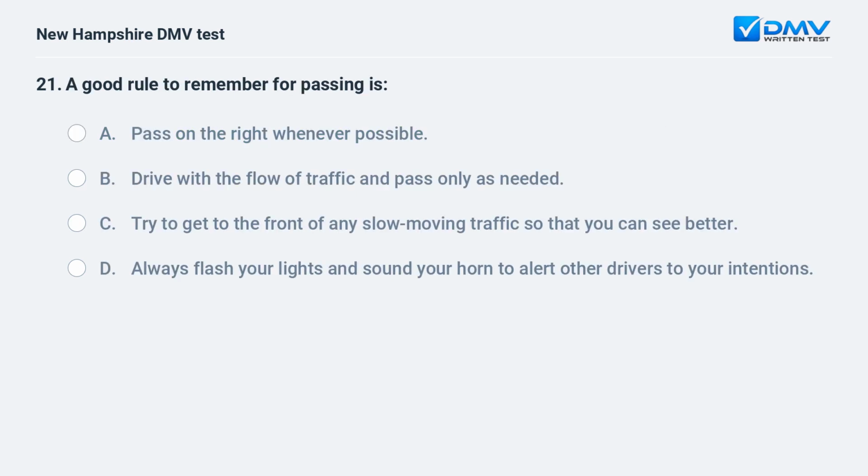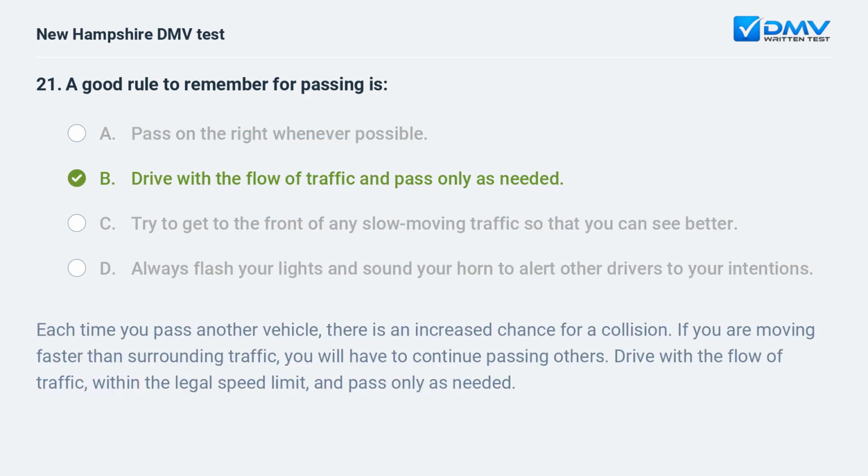A good rule to remember for passing is A. Pass on the right whenever possible. B. Drive with the flow of traffic and pass only as needed. C. Try to get to the front of any slow-moving traffic so that you can see better. D. Always flash your lights and sound your horn to alert other drivers to your intentions. B. Drive with the flow of traffic and pass only as needed.